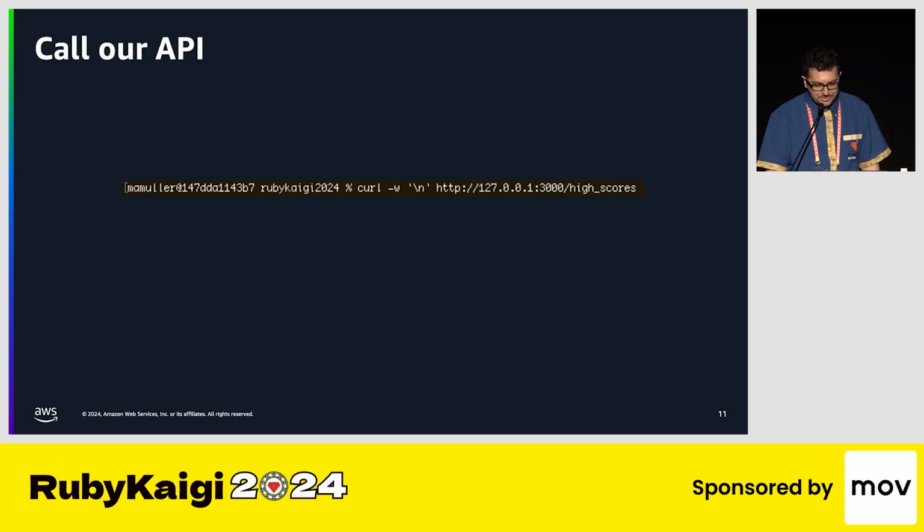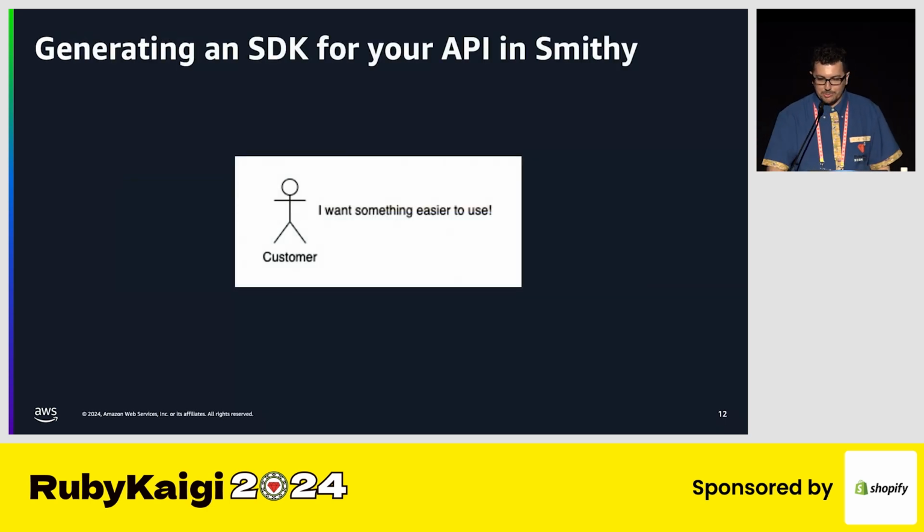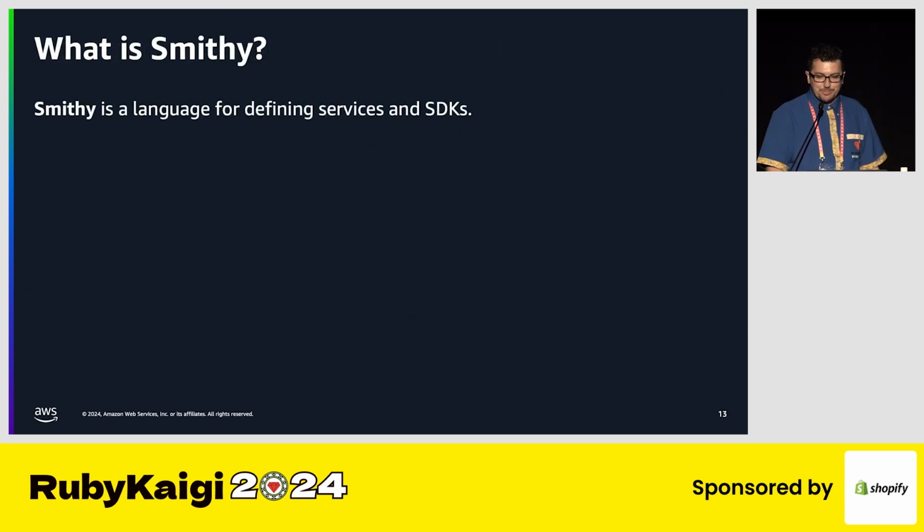Great. Now we can verify that our API is responsive. Here we just use curl against the endpoint in the route. We can see that we get back an empty JSON array because we have no high scores registered. Fantastic, everything works. But now let's focus on the customer who wants something easier to use, written in Ruby, of course. But first, what is Smithy?